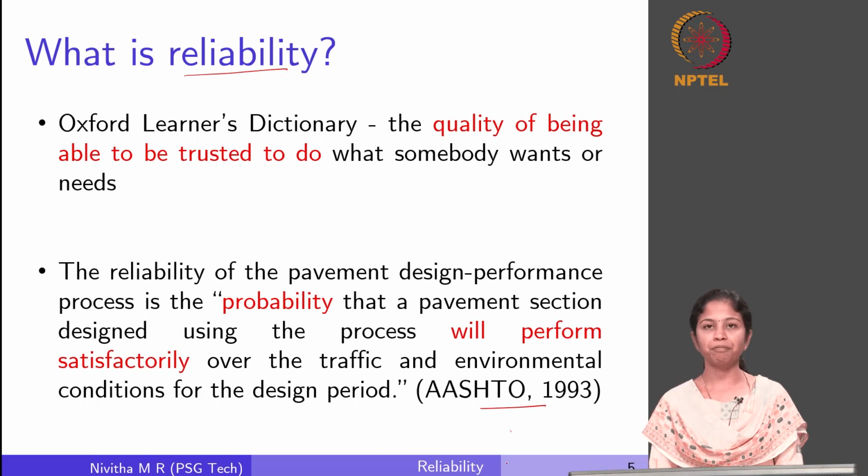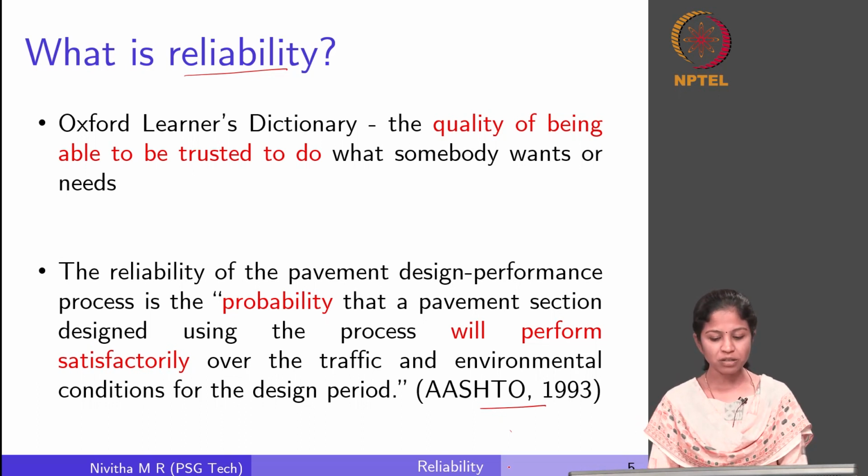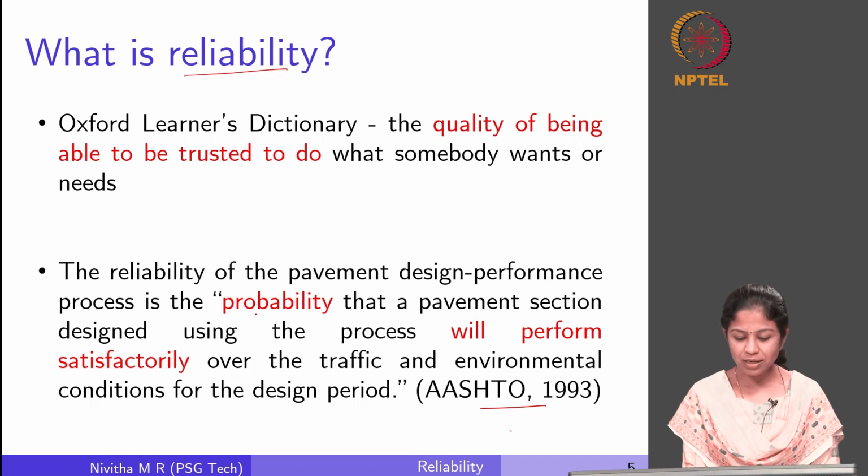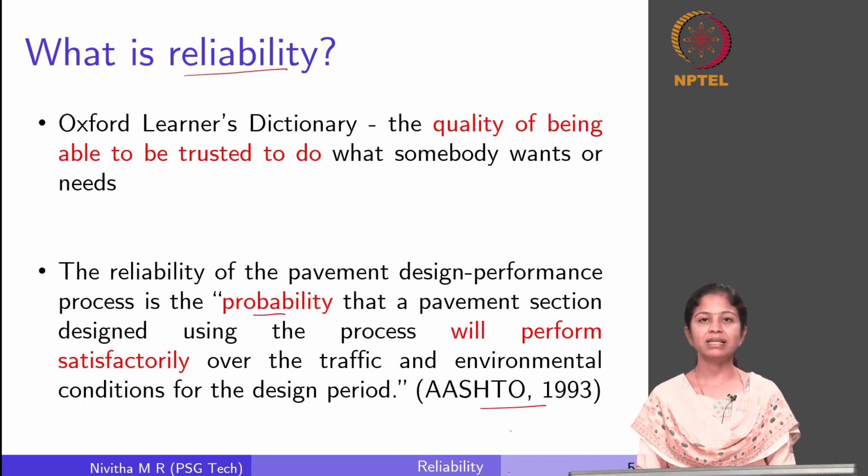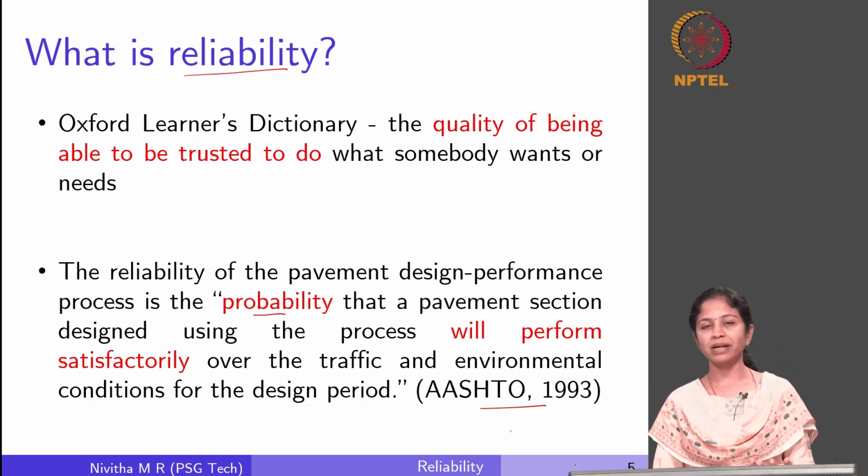The reliability of pavement design performance process is the probability that a pavement section designed using the process will perform satisfactorily over the traffic and environmental conditions for the design period. There are a lot of terms that we have to look into critically in this particular definition. First is probability. So, we are saying what is the probability, right.